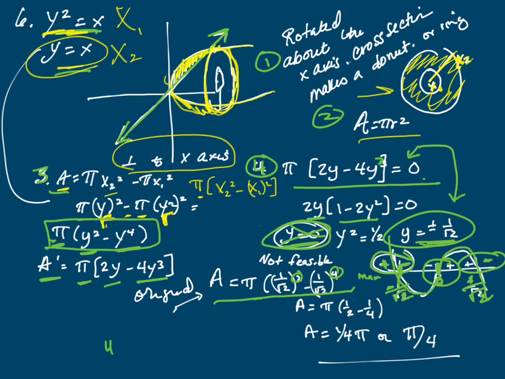So this would be pi, and then I got 1 over the square root of 2 for one of my answers, squared, and then minus 1 over the square root of 2 to the 4th. And so you can see me working that out. That's 1/2 minus 1/4. So you get 1/4 pi. Okay, so the answer is 1/4 pi.